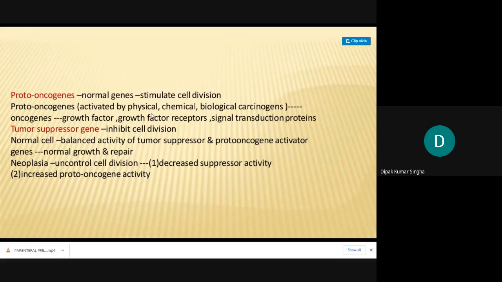Another gene is the tumor suppressor gene, which inhibits cell division, and the normal cell balances the activity of the tumor suppressor gene and the proto-oncogene activity. Proto-oncogene activator genes control the normal growth and repair; neoplasia is uncontrolled cell division or decreased suppressor activity. Sometimes neoplasia is due to decreased suppressor activity or increased proto-oncogene activity. That means a tumor can become either by decreasing the activity of the tumor suppressor gene or by increasing the activity of the proto-oncogene. Ultimately, the cancer will become.